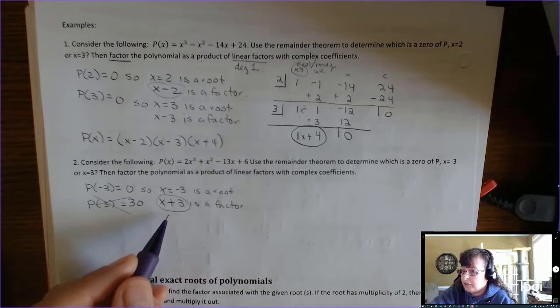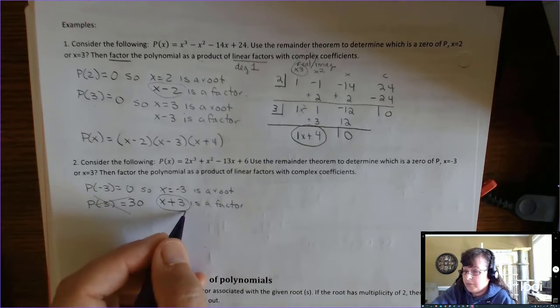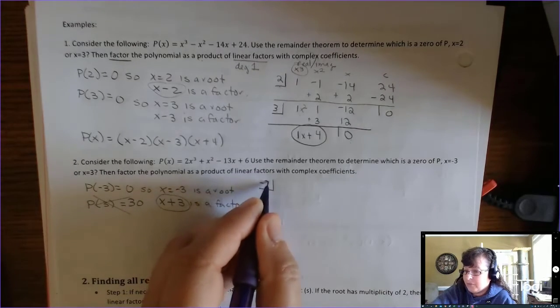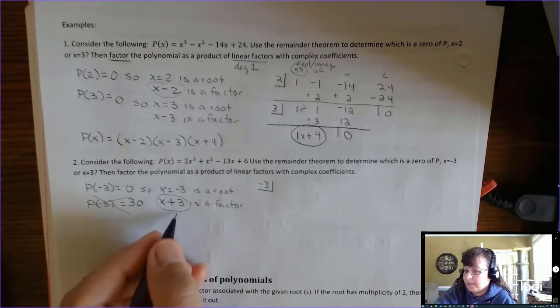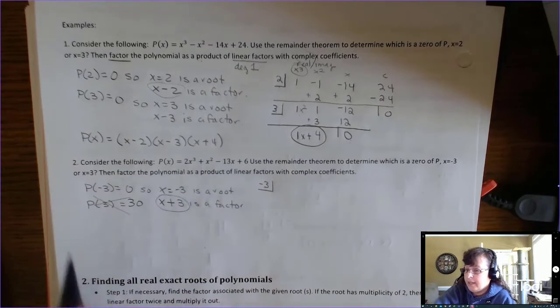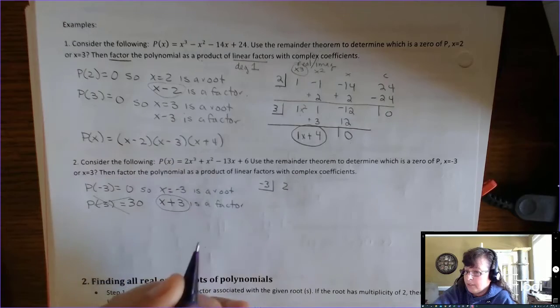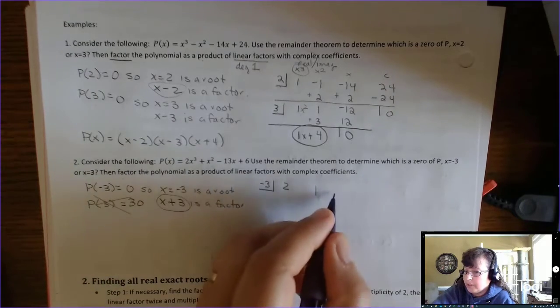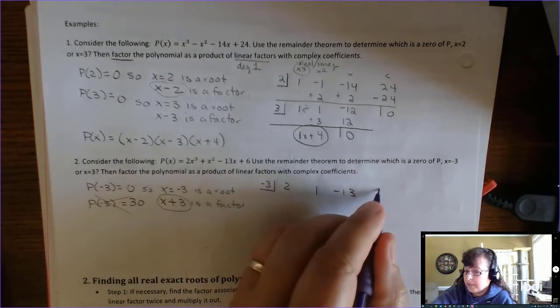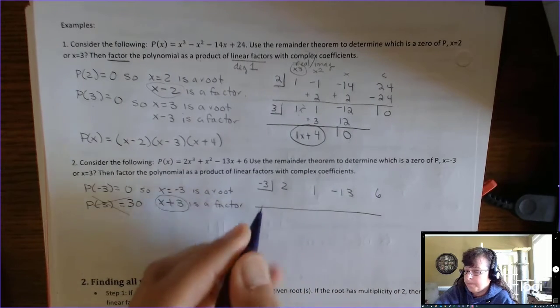Okay, so if we're going to use synthetic division and x plus 3 is a factor, then remember negative 3 goes in the blank. The 0 goes in the blank. And then the numbers 2 and then 1 for x squared, and then negative 13 for your x term, and then 6 for your constant term.